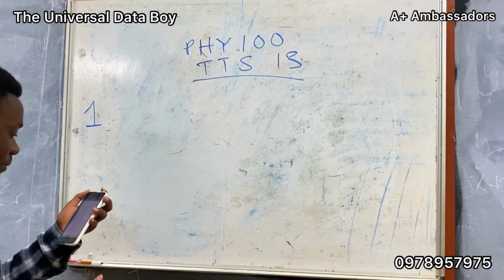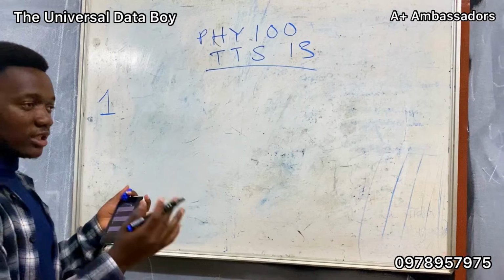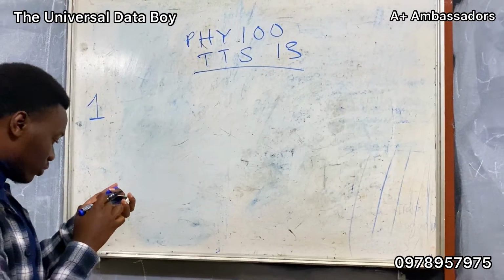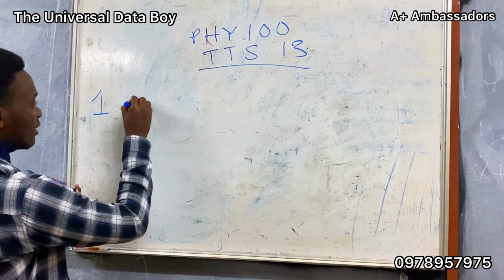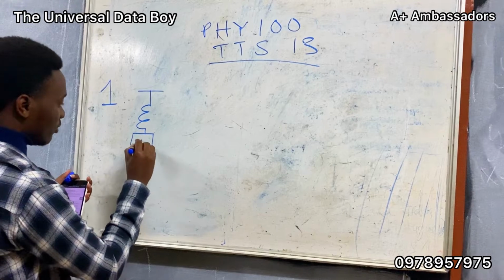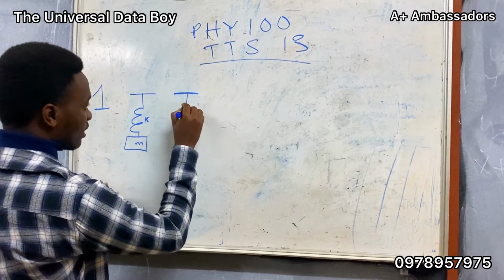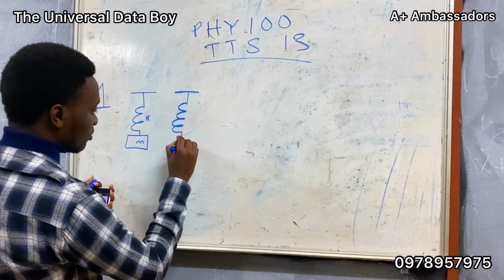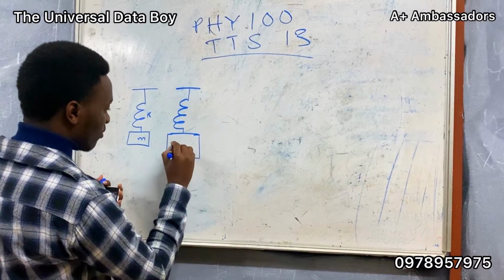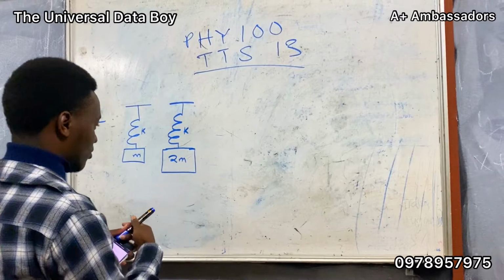Now, in this question, we can draw a free body diagram. By the way, it's not necessary in this question to draw, but you can just draw to show your way through. So we're going to have the first one. You have the mass m and the spring constant K. Then we're going to have the second one. Same spring, but now the mass is doubled. We have 2m, then we have K.